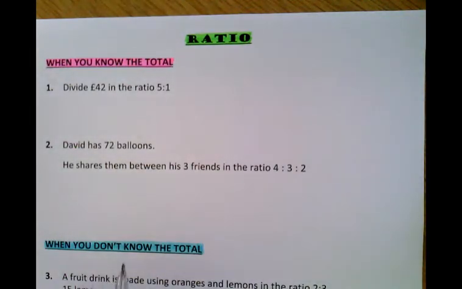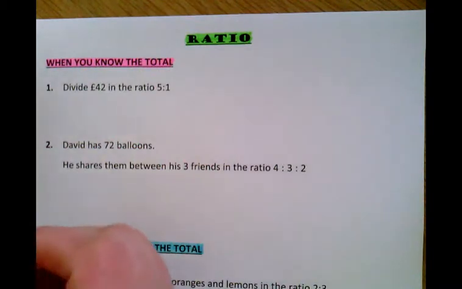This video is on ratio. Ratio is all about how something has been shared out. It could be money or sweets or anything really. So the first question here, divide £42 in the ratio 5:1.